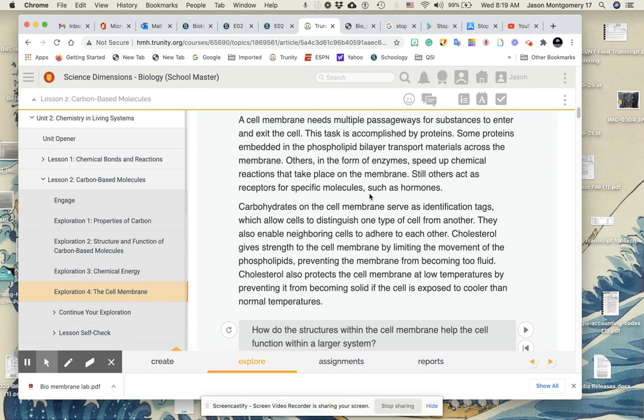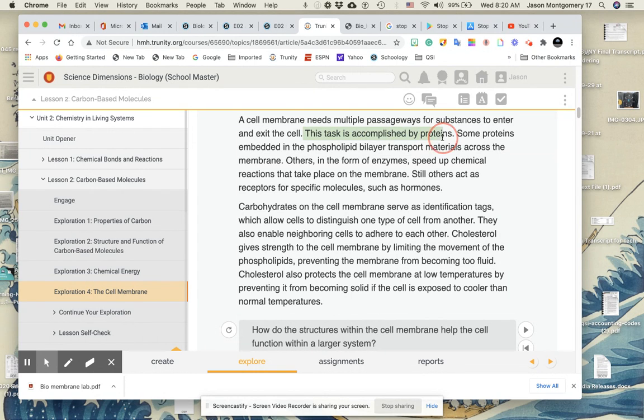Moving on, the cell membrane needs multiple pathways for substances to enter and exit the cell. Some very important things that need to get into the cell, if you can remember, are things like oxygen, water, and different types of nutrients. These are all really important. Things that need to get out of the cell are carbon dioxide, excess water, and different waste components. Because remember, homeostasis needs to maintain a proper balance. So the cell membrane, like we said, has multiple passageways for substances to enter and exit the cell.